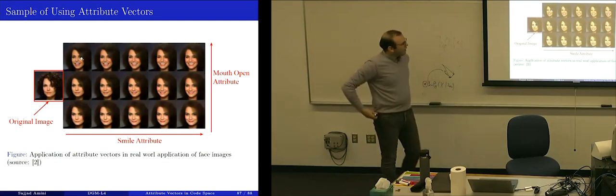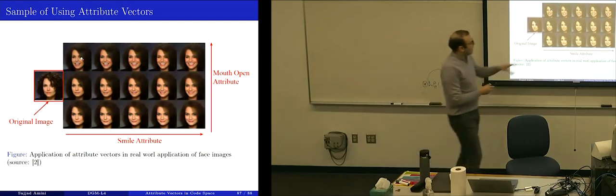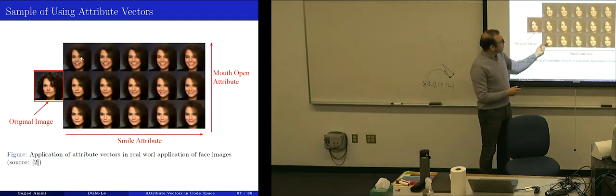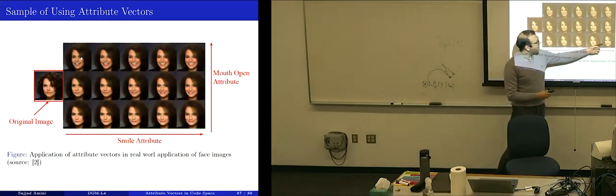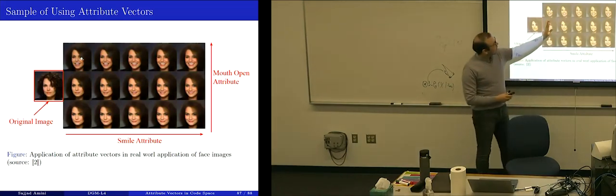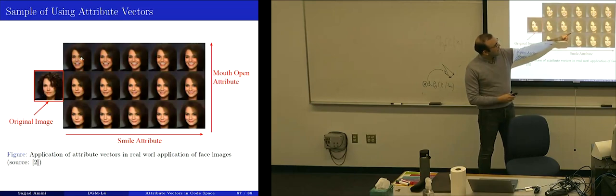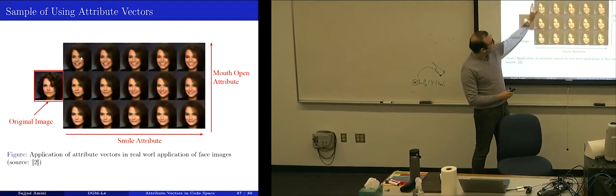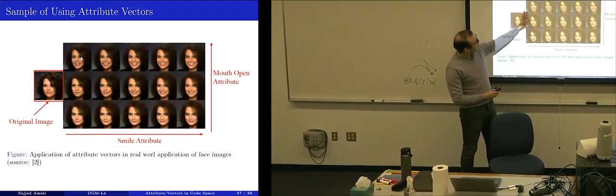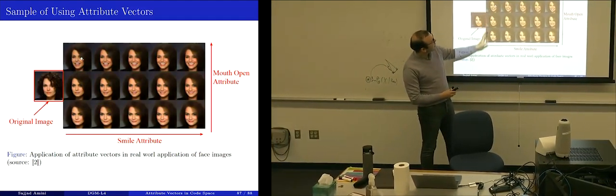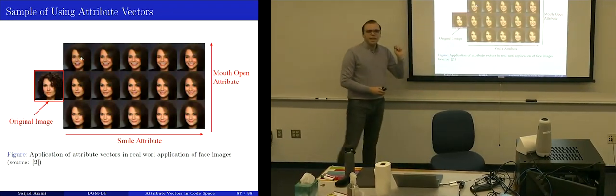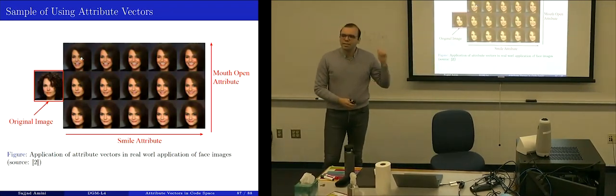I can see that by adding the smile attribute to my image, I have a version of the original image where the smile is increasing. And also, in the vertical direction, I am adding another z vector to the latent, and that's the mouth open. If you assume that this is your reference image, the mouth open level is increasing in the vertical direction. And they are all the result of manipulating the latent space.